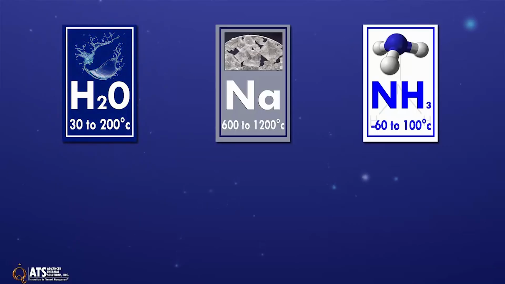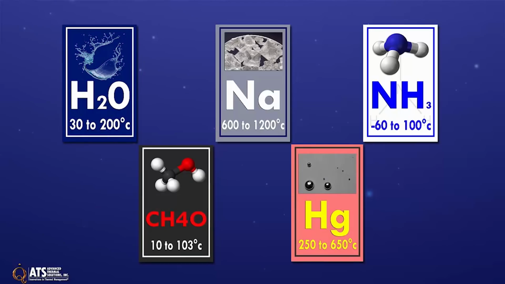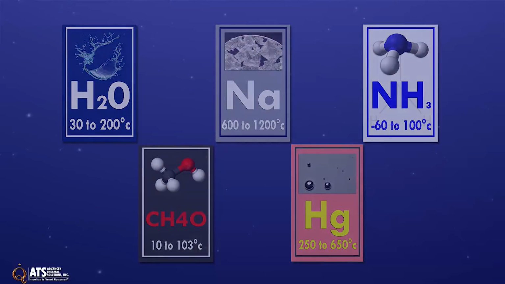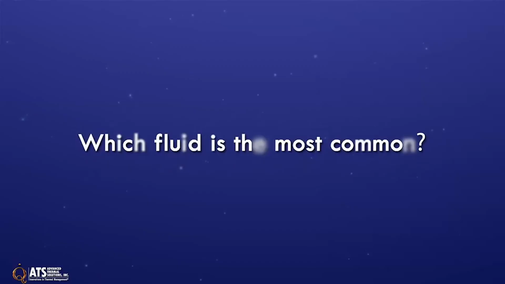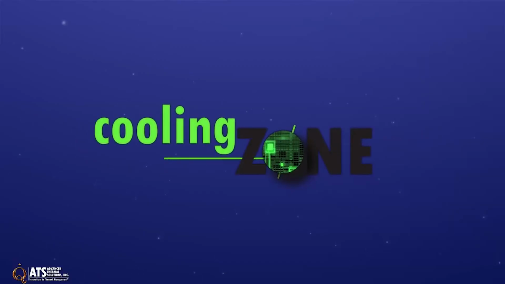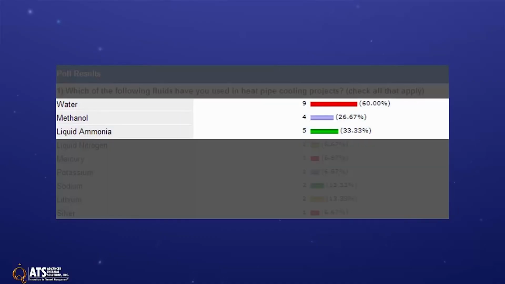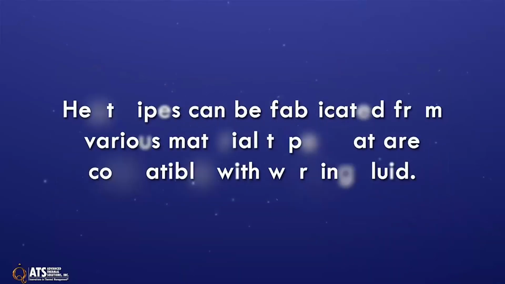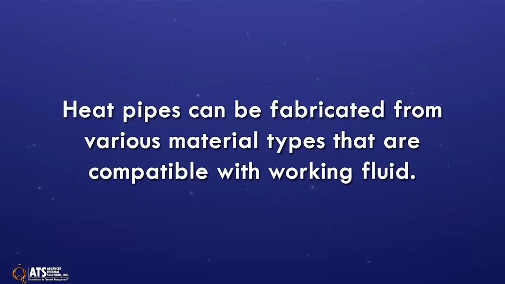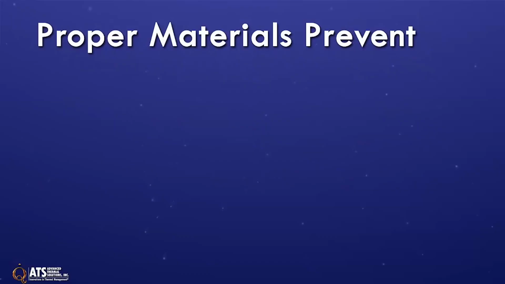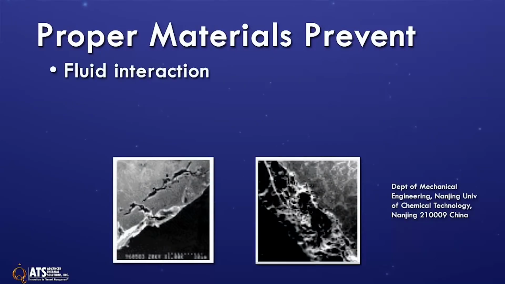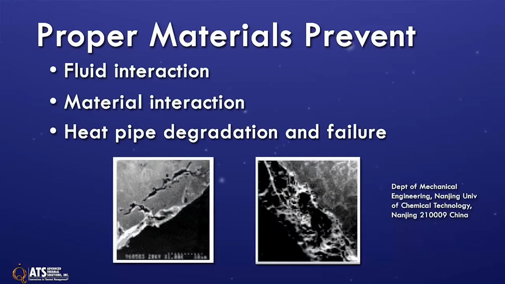For more extreme temperature ranges, ATS has experience with mercury, methanol, liquid ammonia, and other working fluids they can design with. While application determines fluid types, which fluid is the most common? Cooling Zone ran an engineering poll in April 2014 and found the top 3 fluid types to be water, liquid ammonia, and methanol. Heat pipes can be fabricated from various material types that are compatible with the working fluids being used. Proper material choices reduces the chance for working fluid and material interaction, heat pipe degradation, and failure.